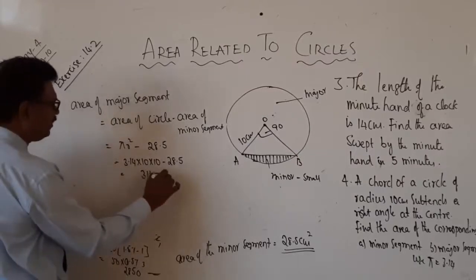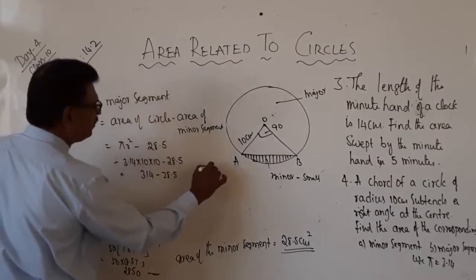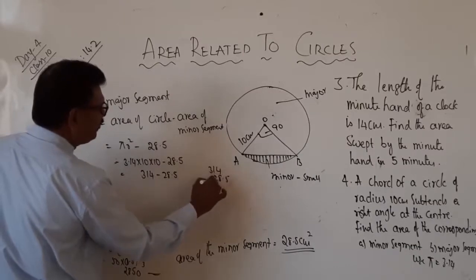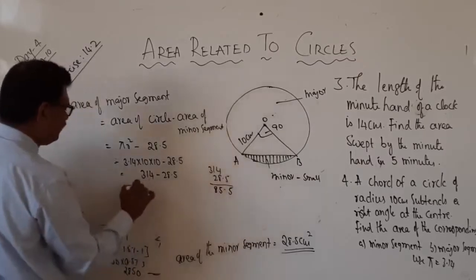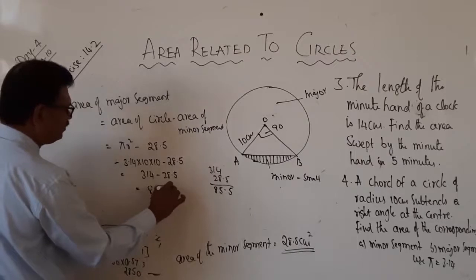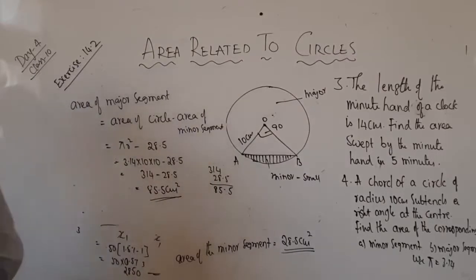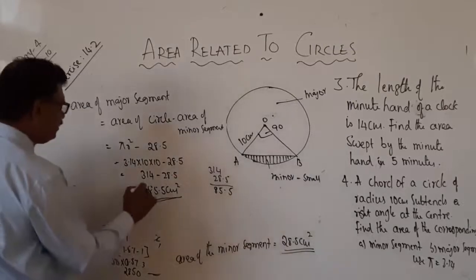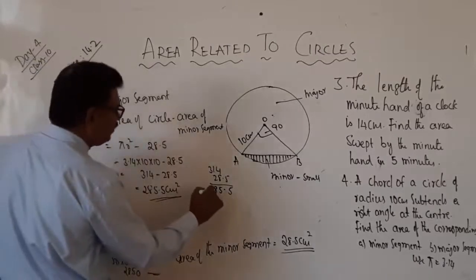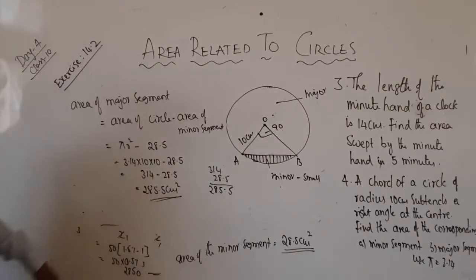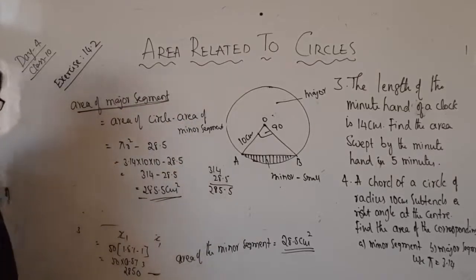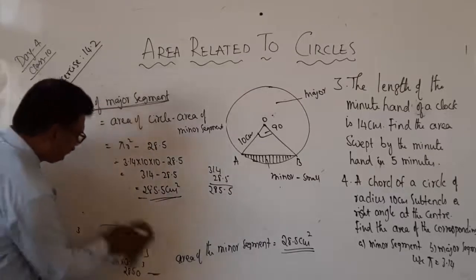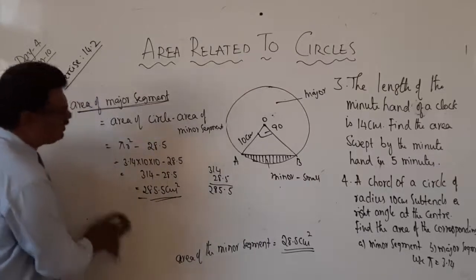So it is nothing but 314 minus 28.5. You can take out 314 minus 28.5: 0.5, 13 means 5, 0 means 8. Therefore 85.5 centimeter square. Okay? Sorry, it is 314 now, so 285.5 centimeter square. This is the area of the major segment. I hope you understood this. Just take the problem, please. Take the solution.